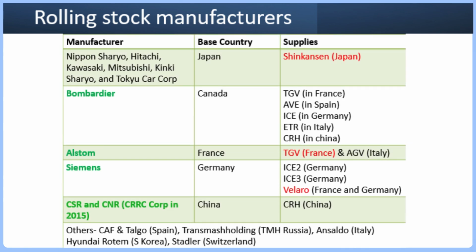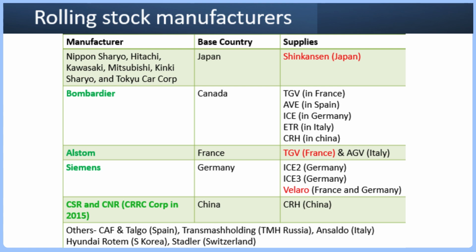Nippon Sharyo, Hitachi, Kawasaki, Mitsubishi, Kinki Sharyo, and Tokyo Car Corp are the prominent rolling stock manufacturers in Japan manufacturing Shinkansen. Bombardier, now a part of Alstom, has supplied some versions of TGVs to France, AVEs to Spain, ICEs to Germany, ETRs to Italy, and CRH in China. Alstom has supplied some versions of TGV to France and AGV to Italy. Siemens has supplied advanced versions of ICE trains to Germany and their Velaro versions to Germany and France. CRRC in China has manufactured their advanced original versions of CRH.